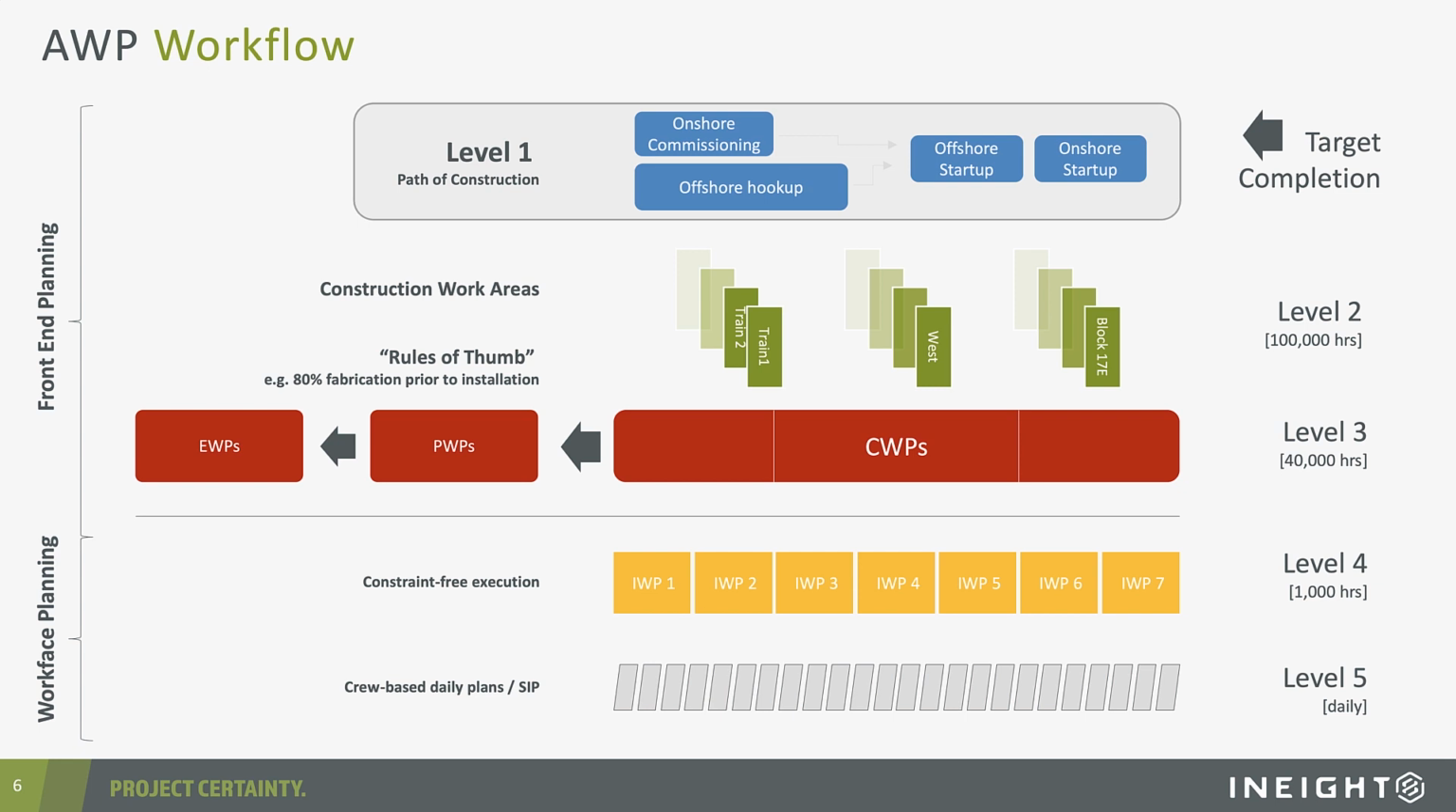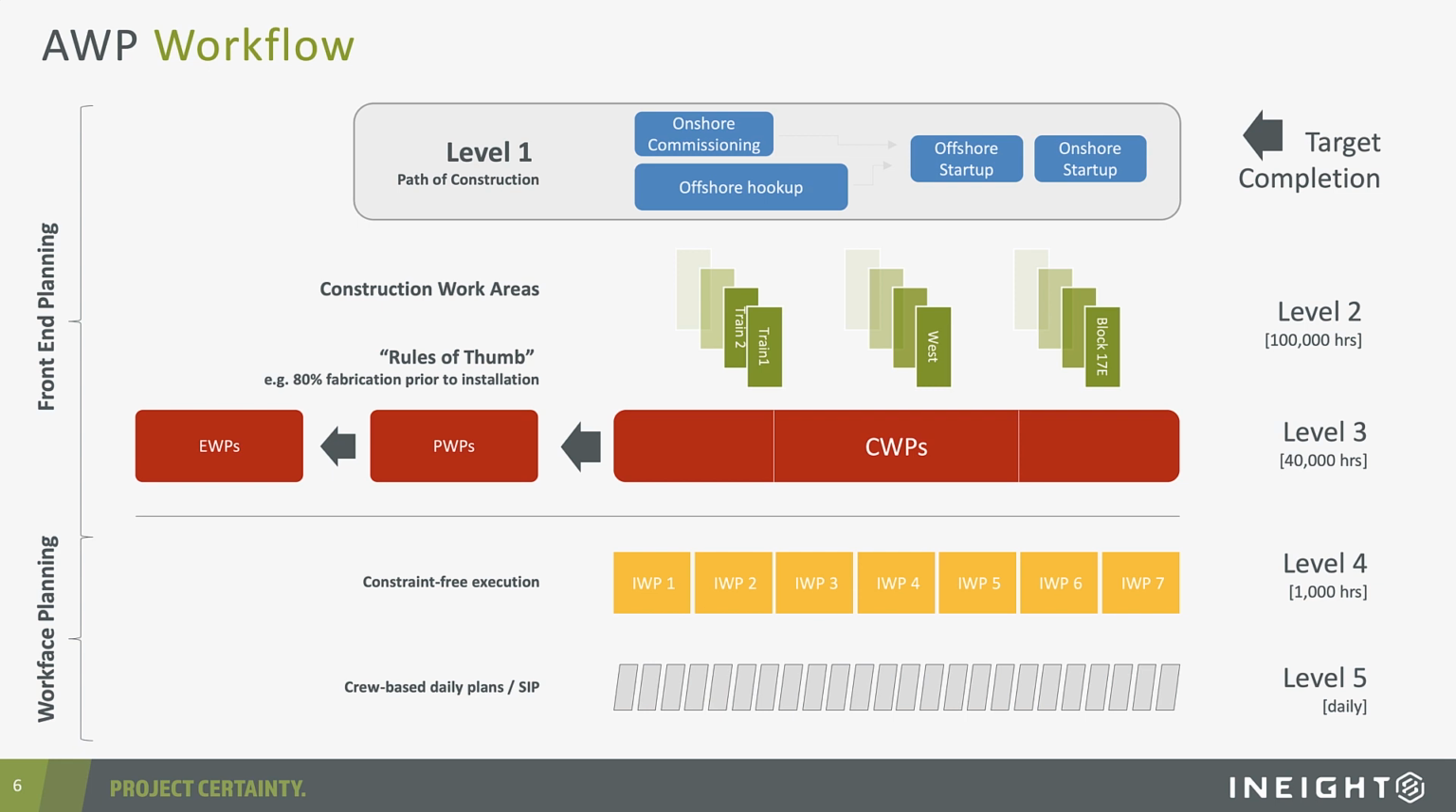So let's spend a few minutes now looking at the workflow behind AWP. So think of AWP as a two-dimensional framework. And again, not to harp on about this, but we are planning from right to left. We're starting with a target completion and looking backwards as to the supporting elements that are needed to support that on-time construction.